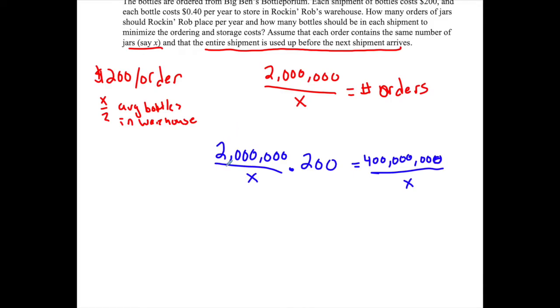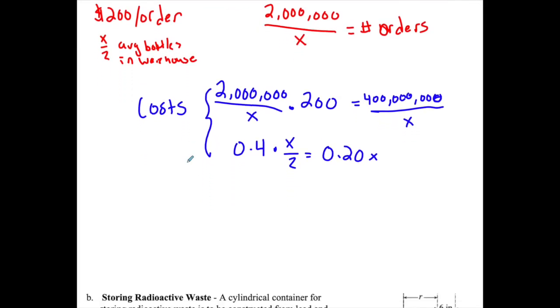Then I need to look at the storage cost. So it costs me 40 cents per bottle to store per year. I'm also going to need to multiply that by x over 2, because that's the average number of bottles. What that gets me is 0.20x. And so if I want to know my costs, these are my costs: the shipping plus the storage.